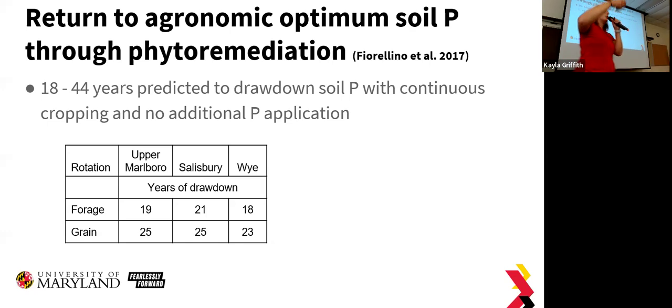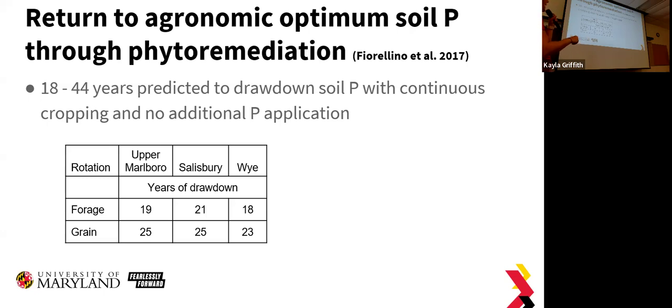And we did some long-term modeling and calculations. This is the number of years of no P application to get back down to about 100 parts per million soil P. 25 years, that's someone's whole career. That's like someone's whole career as a farmer. This is a really slow process.